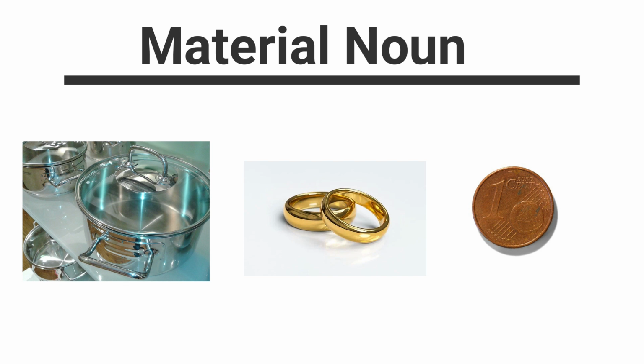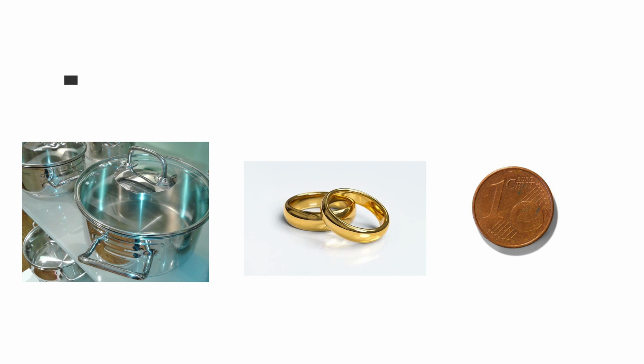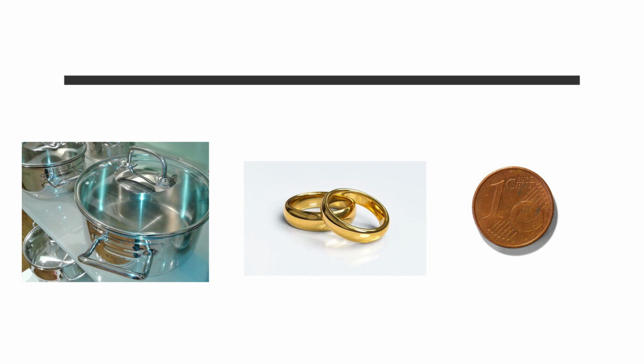Material nouns. Material nouns refer to a material from which things are manufactured, such as gold, silver, copper, steel. They are like raw materials to create products to be used. Let me give you a few more examples in the form of sentences. I have a soccer bat in my closet. Soccer bat would be a material noun.